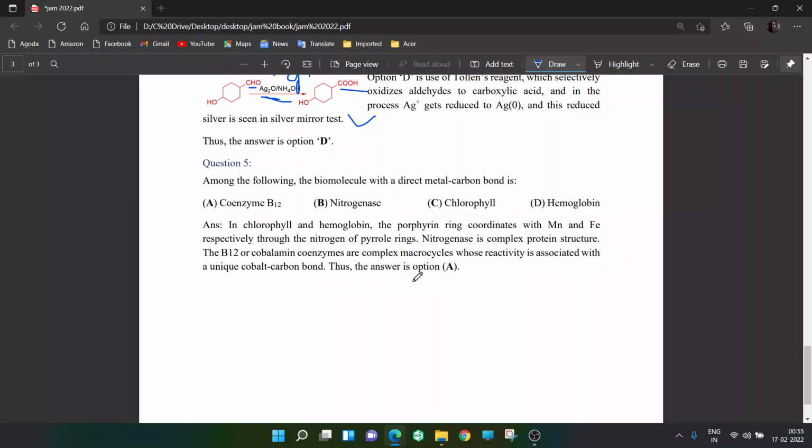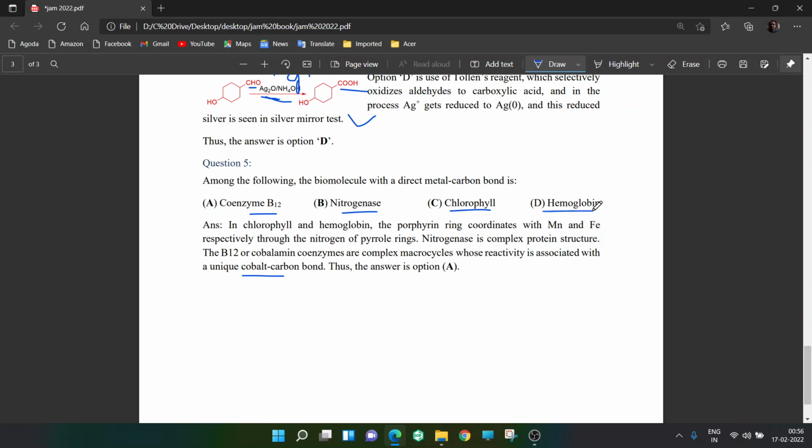Okay, now the last question. Among the following molecules, the biomolecule which has a direct metal-carbon bond is. Coenzyme B12 actually has one. I looked into it, I was also not very sure. It has a cobalt-carbon bond, and that's what is responsible for its reactivity. Nitrogenase is quite a complicated protein structure.